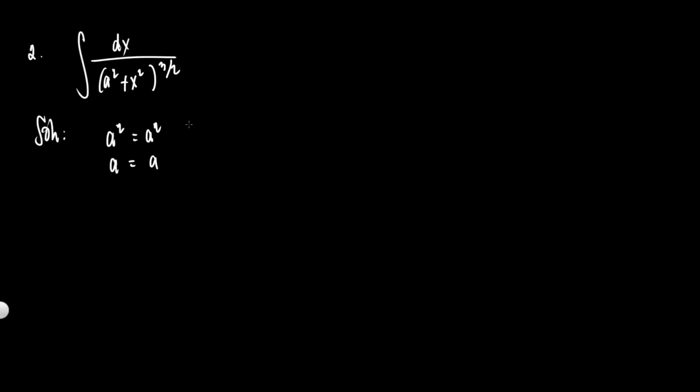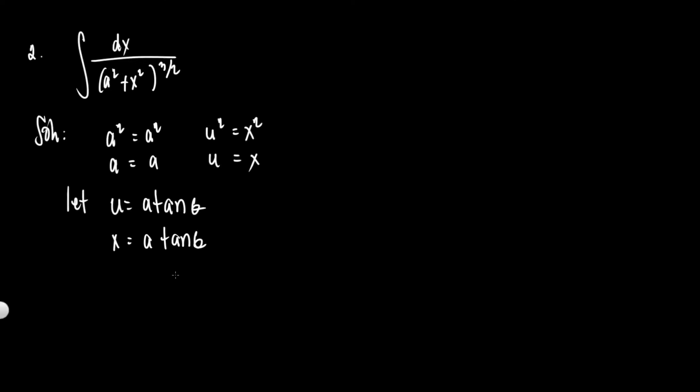Number 2. So, the integral of dx over quantity a squared plus x squared raised to 3 halves. Okay? So, dito naman, a squared plus x squared. So, alam niyo na yung gagamitin. So, a squared is a squared, so a is a. Then, u squared equals x squared, u is x. So, we let u equals a tangent theta, and u is x. x equals a tangent theta.